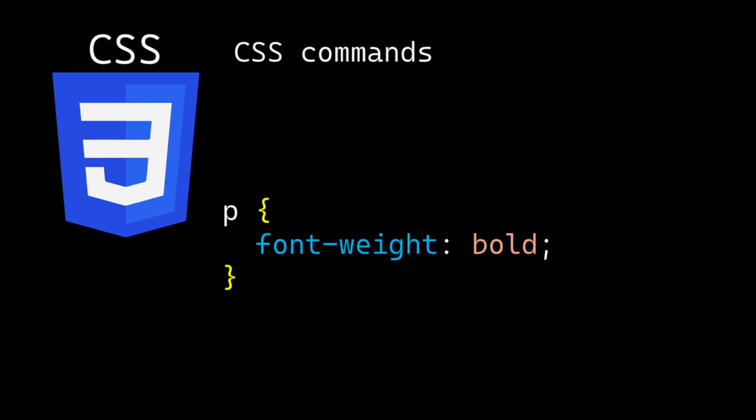Font weight, this controls the thickness of text. P, font weight, bold. Here, the paragraph would appear as bold text, which we already saw how to do inside of HTML, but here is another example of it being made in CSS, and the paragraph would appear as bold.